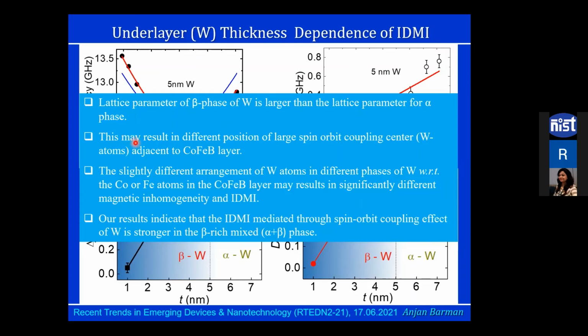That is actually adjacent to the ferromagnet, because it's a three-site exchange. So there will be two ferromagnets and one non-magnet, and that non-magnet is tungsten here, and its position is important for the spin orbit coupling strength. And the slightly different arrangement of tungsten atoms in different phases of tungsten, that is beta phase or alpha phase, with respect to cobalt or iron atoms, which are the ferromagnetic atoms, can result in this significantly different magnetic inhomogeneity and this DMI value. Okay, so that was that.